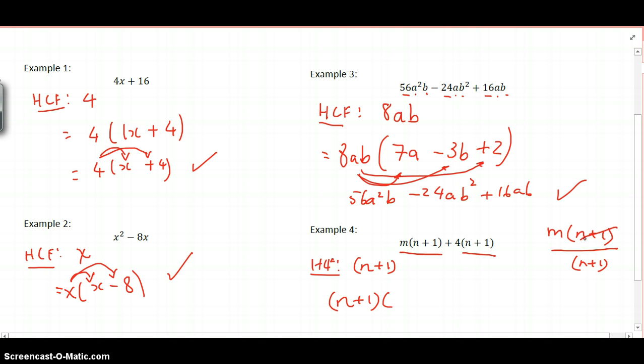And so these two cancel out. So what am I left with here? I'm just left with an m. And the next side is going to be the exact same thing. I'm going to be left with just a 4. Okay, and we know that this answer should be correct once we expand it again using FOIL, but we'll look at that again next video.